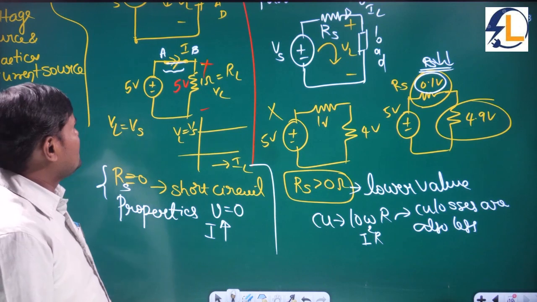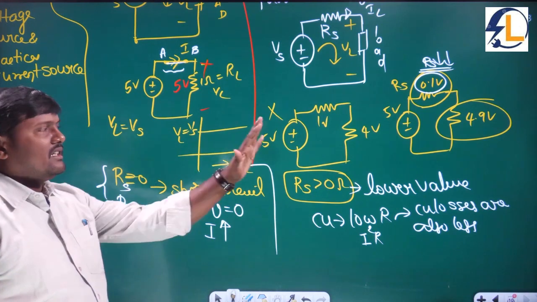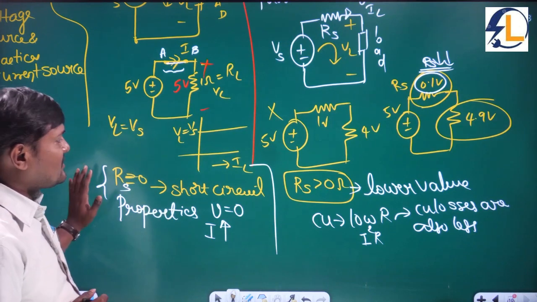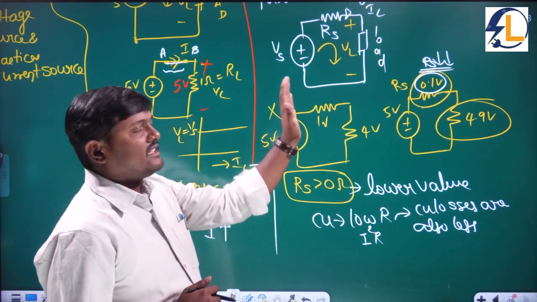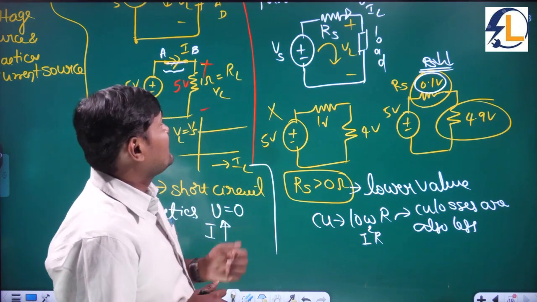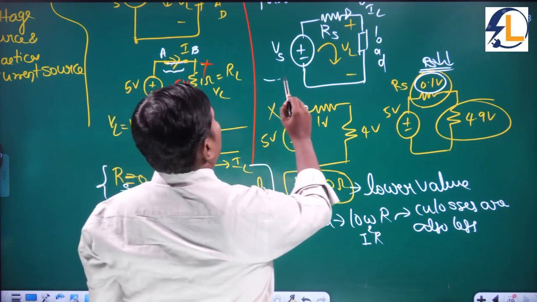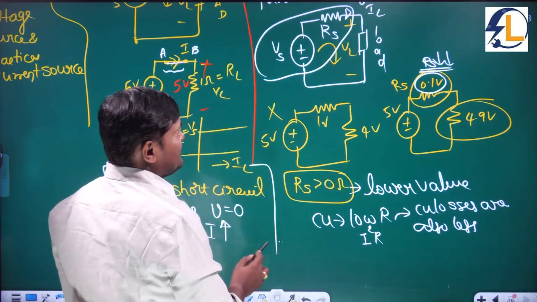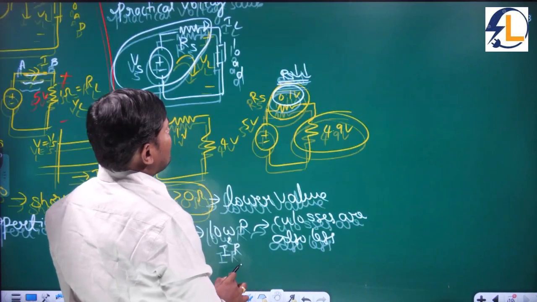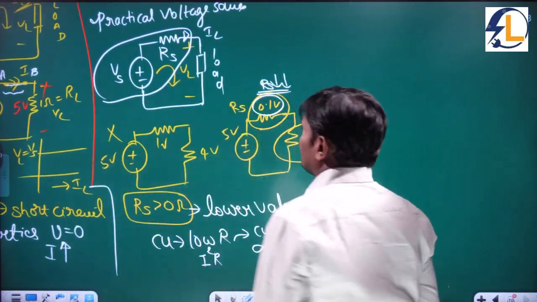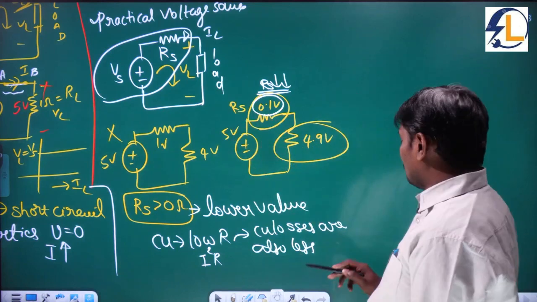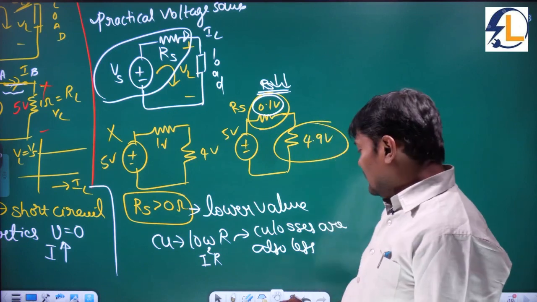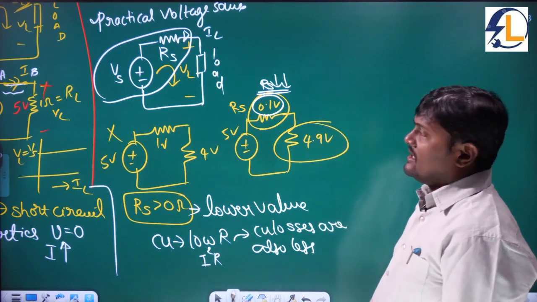Okay, so this is the difference between the ideal voltage source and the practical voltage source. Ideal voltage source internal resistance is 0 and the practical voltage source internal resistance is greater than 0. So the voltage source is in series with the RS. Voltage source in series with the RS means internal resistance is connected in series with the voltage source. Then only the drop will be produced, and that drop should be minimum.